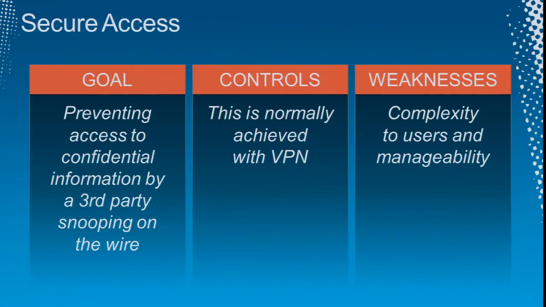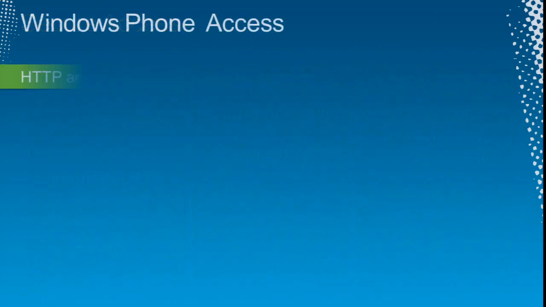So, back to secure access. What we want to do is keep people from snooping on the wire. We want to keep confidential information from getting out. We also want to provide some form of use for this that's relatively easy for users, which is the big problem. That's normally achieved with VPN, but again, that is a weakness because VPN introduces not only poor battery life, but complex user situations and a manageability nightmare. So how do we do this?